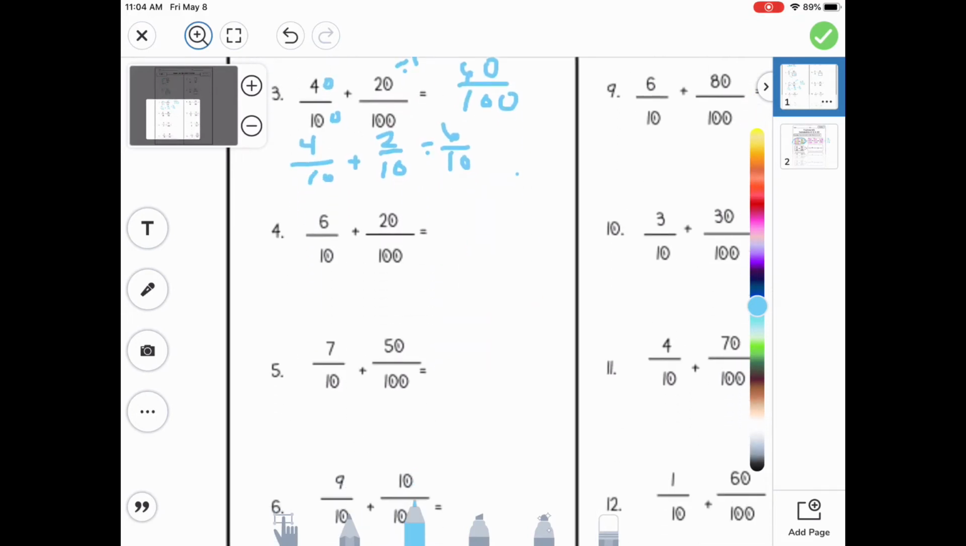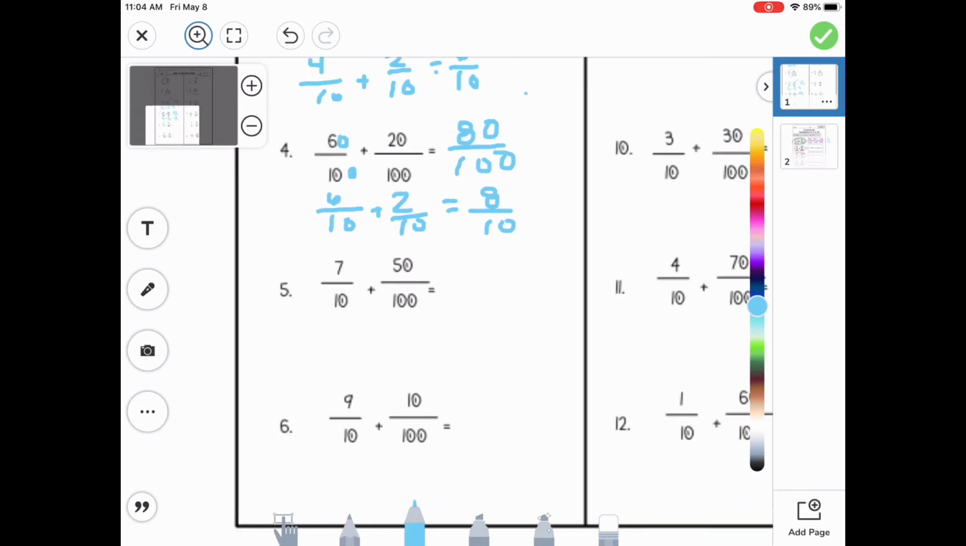Question number 4. You could have either turned 6/10ths into 60/100ths and you would have gotten an answer of 80/100ths. Or you could have turned 20/100ths into 2/10ths and you would have gotten an answer of 8/10ths. So both of those would have been correct.